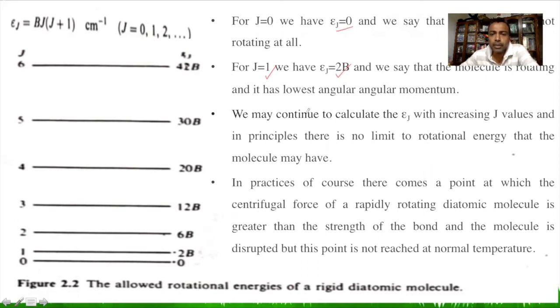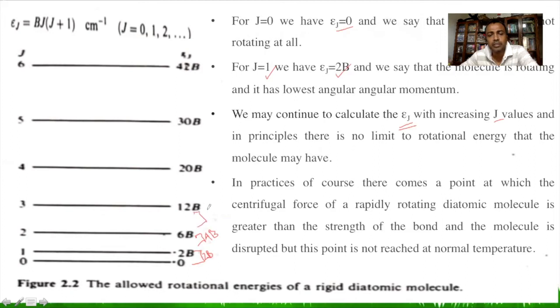If we continue to calculate the energy with increasing J values, there is no limit to the rotational energy, and molecules may rotate increasingly faster. So here it is 0, then twice B. If you look at the difference, here it is 2B between 6B and 2B, and again a difference of 4B.